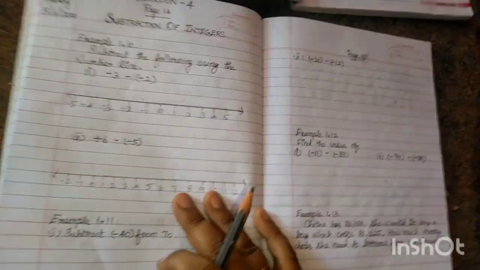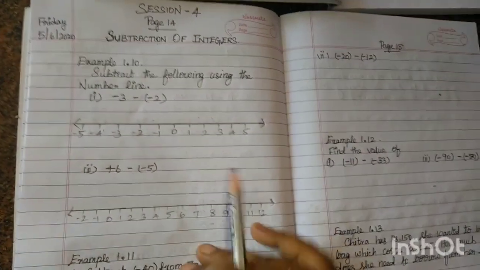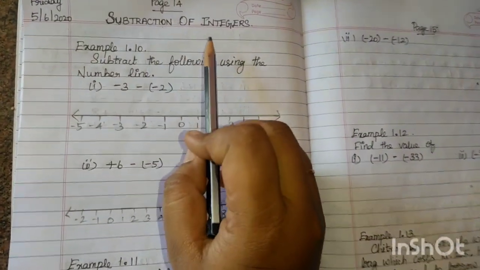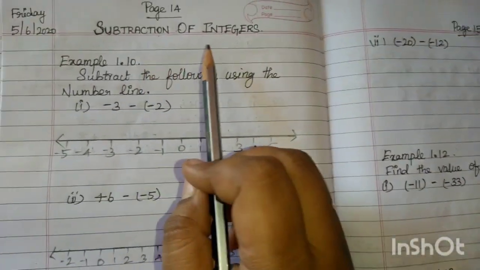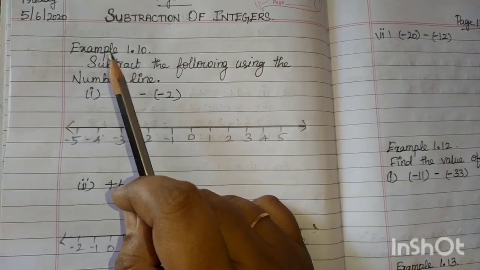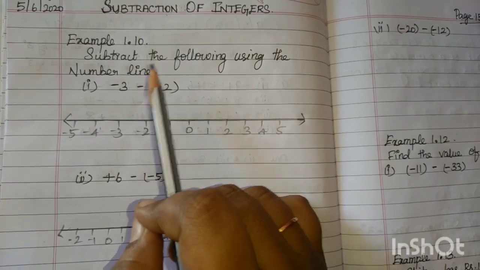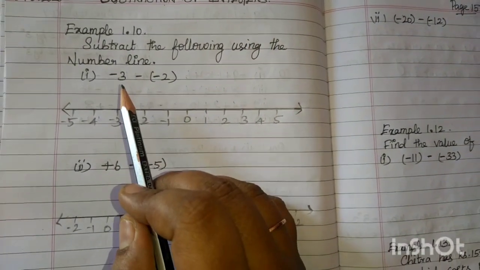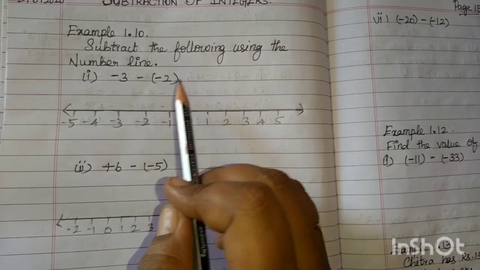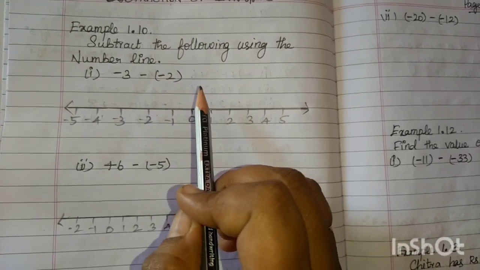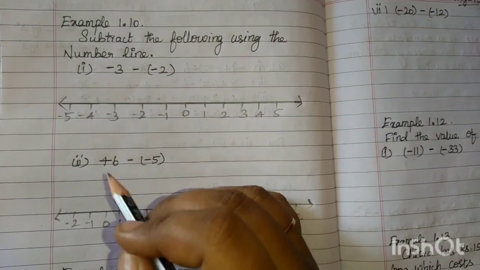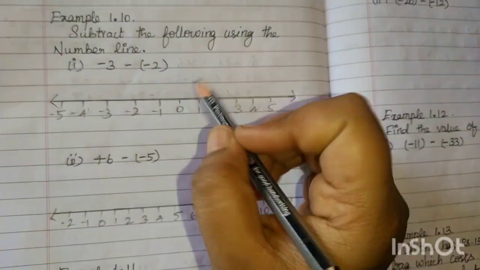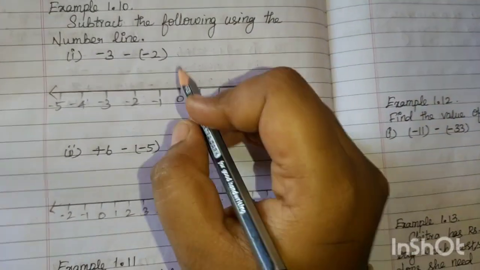Now this is page 14. We're going to learn subtraction of integers. Listen children, this is example 1.10. Subtract the following using the number line. This is your question: minus 3 minus 2. Think about the sum from the addition. We are going to do the same thing now.